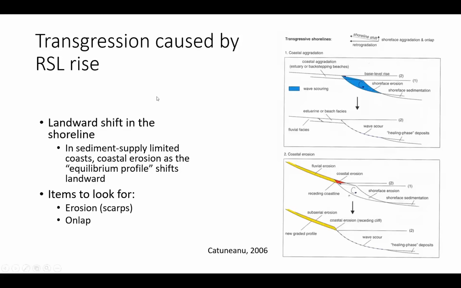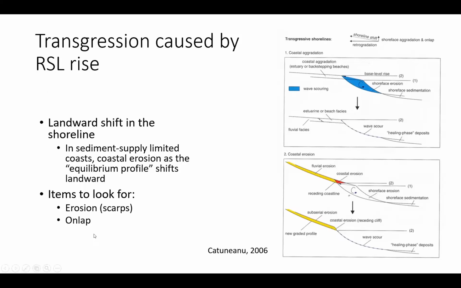So what might we be looking for in case of a transgression or a relative sea level rise? Well, assuming sediment supply isn't crazy, a relative sea level rise would likely cause a transgression within the coast. And during transgression, we often get a landward shift of the shoreline, which results in erosion at the coast and onlap of deposits a little more seaward.